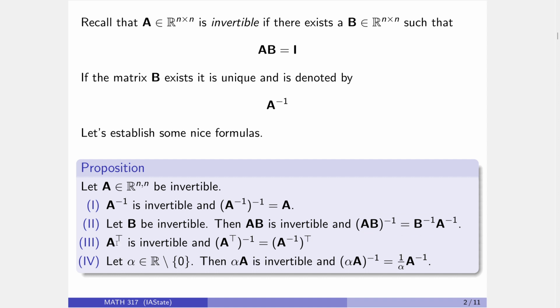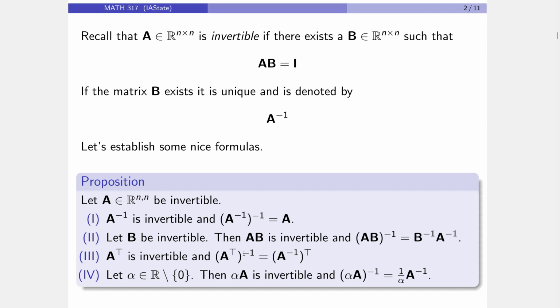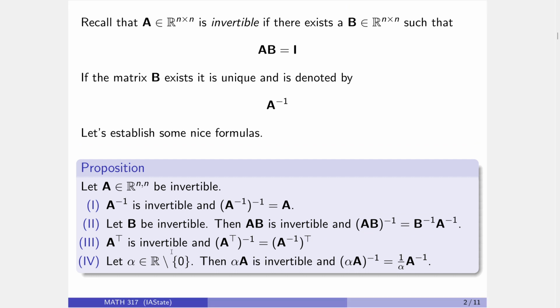Transposing does not ruin invertibility, and the inverse of a transpose is the transpose of the inverse. The x of the y is the y of the x, our favorite phrase in mathematics. And then scaling by a non-zero scalar gives us an invertible matrix, and its inverse is what you would want it to be. Alright, and these are all super quick, thanks to this fact right here.